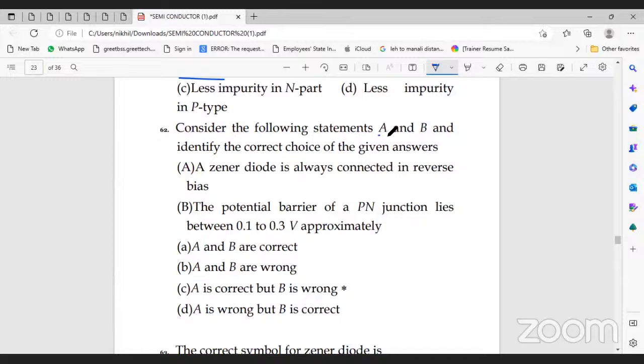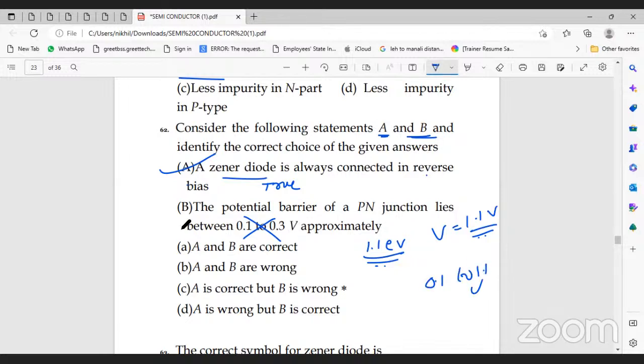Consider the two statements, A and B. Zener diode is always connected in reverse bias. Yes, it is a true statement. The potential barrier of the PN junction diode lies between 0.1 to 0.3? No. Even for silicon, it lies from 1.1 electron volt energy, or potential is 1.1 volt. So it cannot lie between 0.1 to 0.3. It lies from 0.1 to 1.1 volt. So B is false. So A is correct, B is wrong. Option C is the right answer.